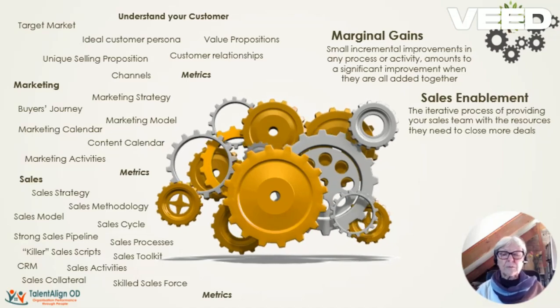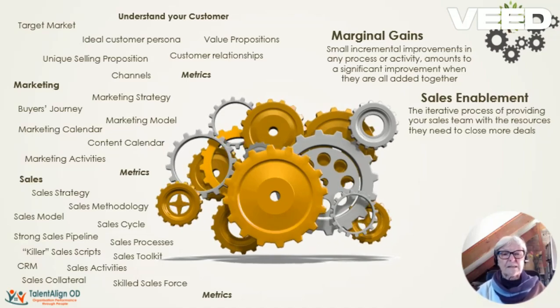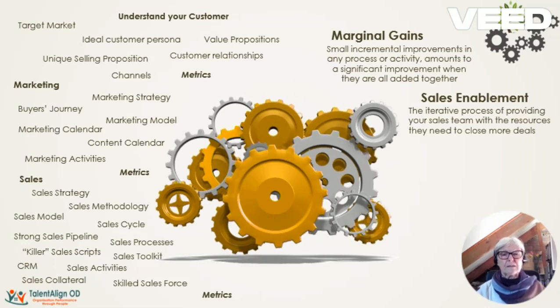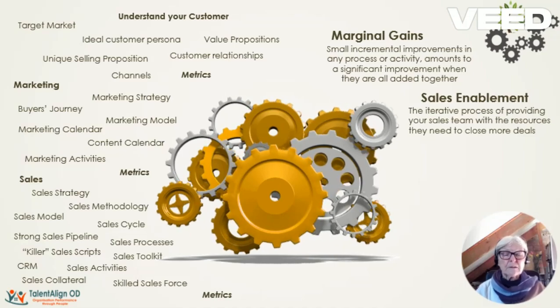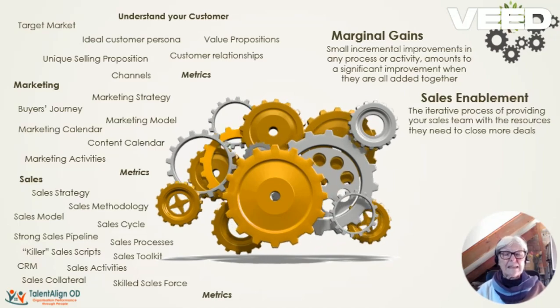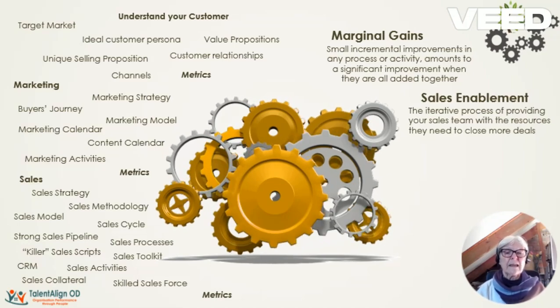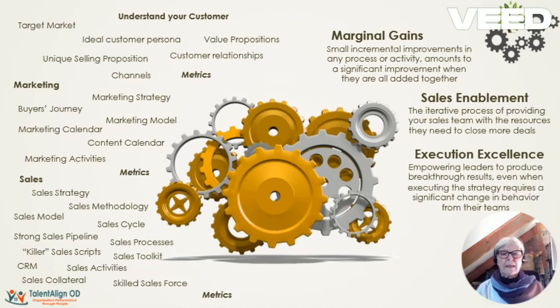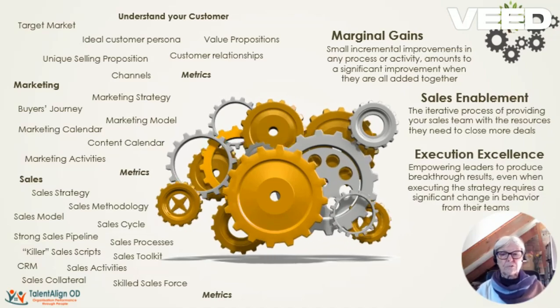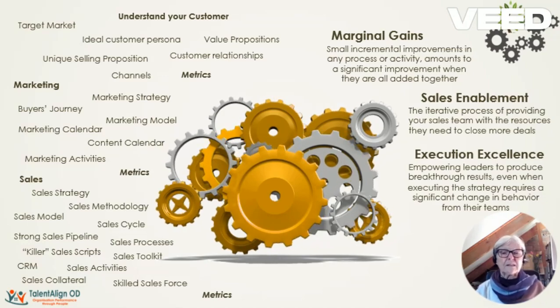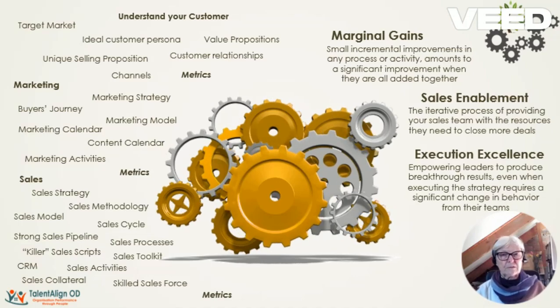The Sales Velocitisor Accelerator program brings these together using the concepts of marginal gains, which is small incremental improvements in any process or activity that can amount to significant improvements when they're all added together. Sales enablement, which is the iterative process of providing your sales team with the resources they need to close more deals, and execution excellence, empowering leaders to produce breakthrough results, even when executing the strategy requires a significant change in behavior from different teams.